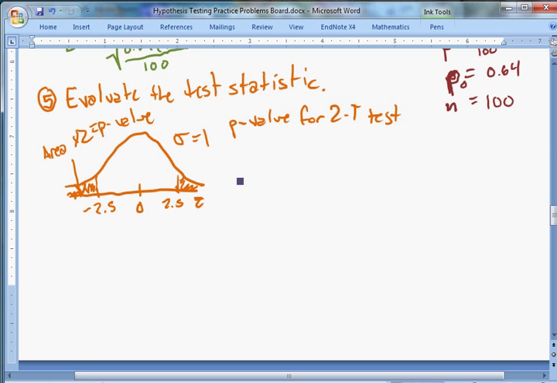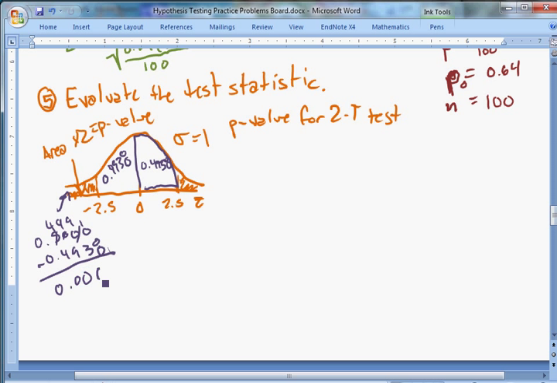So what that tells me is that if I had positive 2.5, then this area right here would be 0.4938, which means because of symmetry that this is 0.4938, which means that this over here is going to be 0.5 minus 0.4938, which is 0.0064. So that area is 0.0064 right there. I'm going to multiply it by 2 to get my p-value, and that's equal to 0.0128. And that's my p-value.